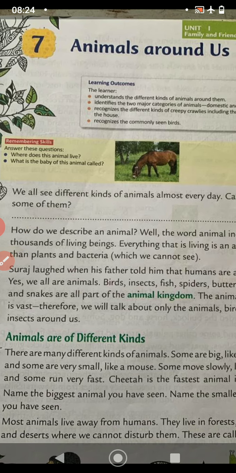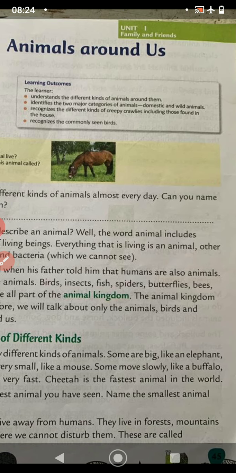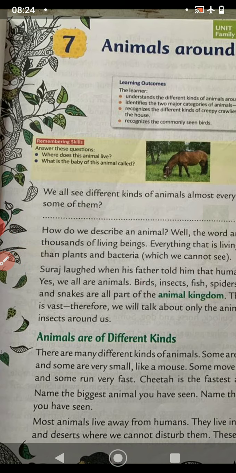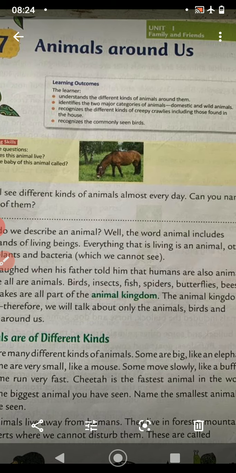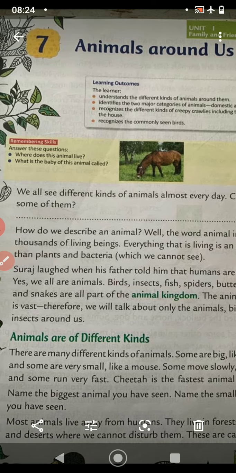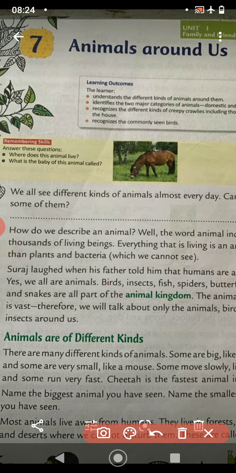Most animals live away from humans. They don't want to live with us because they are wild animals. They want to live in the jungle. They live in forests, mountains and deserts where we cannot disturb them. Please underline, children. They live in forest, mountain and deserts, where you cannot disturb them.